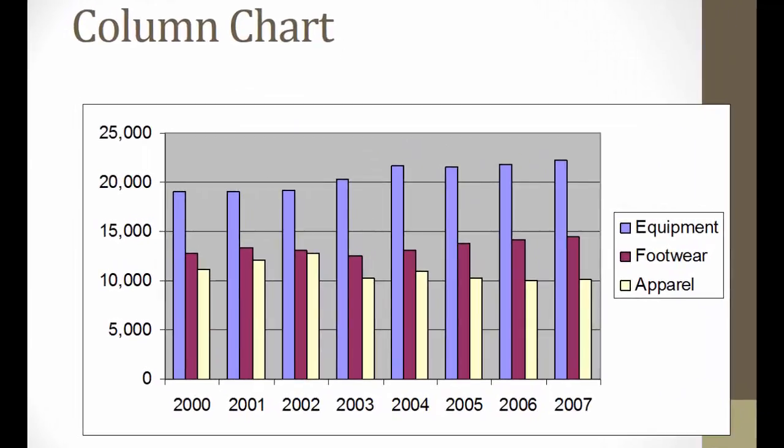Next are column and bar charts. Column and bar charts are good for comparison across categories. When you have different categories and you want to compare them with each other, you usually use a column or bar chart. The difference between column and bar chart is that one is vertical, which is the column chart, and the other one is horizontal.